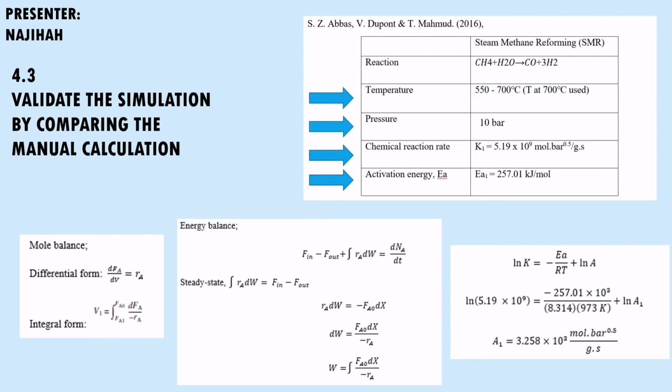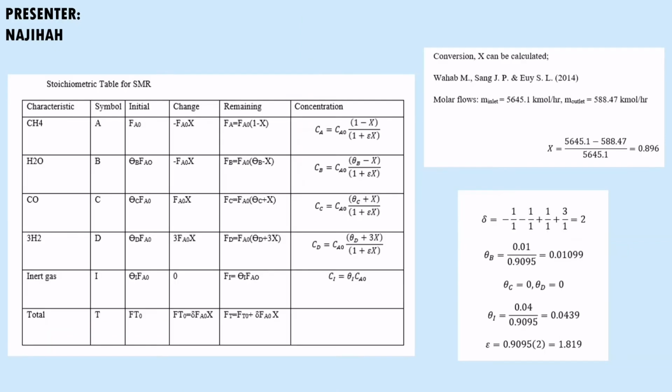For the exponential factor, it can be calculated from the Arrhenius equation, and now we get 3.258 times 10 to the power of 3 mol bar^0.5 over g·s for the exponential factor. Next, build the stoichiometric table for SMR, which consists of characteristic, symbol, initial, change, remaining, and lastly concentration.